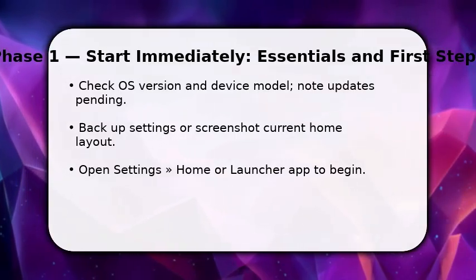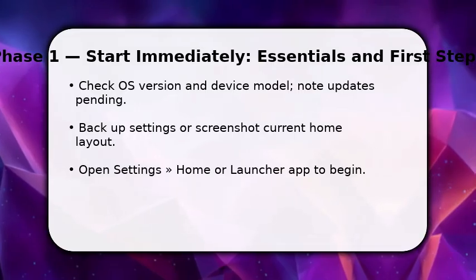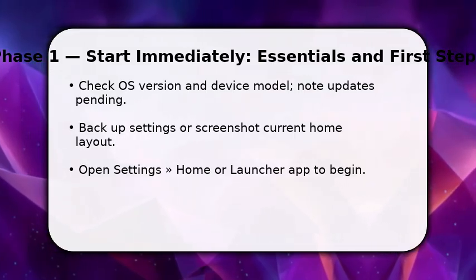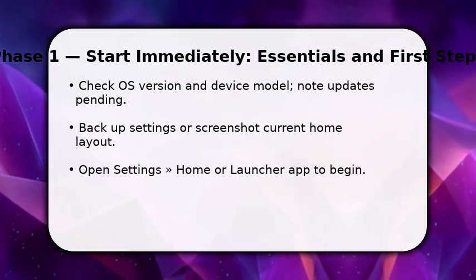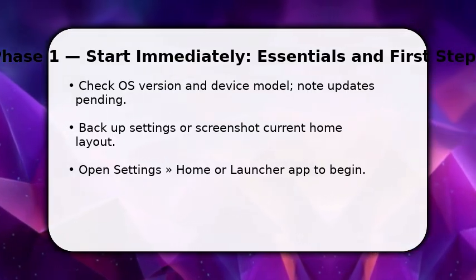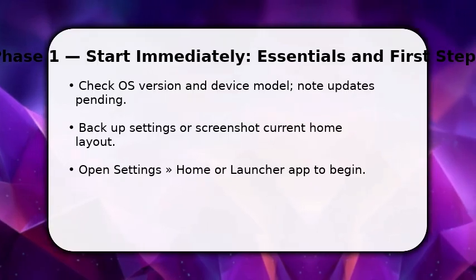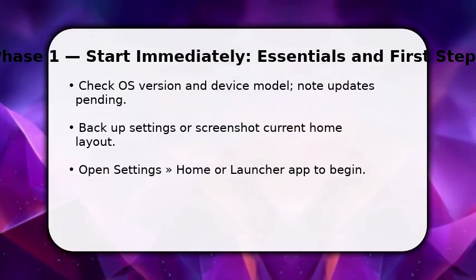Now open Settings and jump straight to Home, Display, or the specific launcher app settings. Tap the Recommendations or Suggestions area. You want to locate the toggle or menu that controls content shown on the home screen.